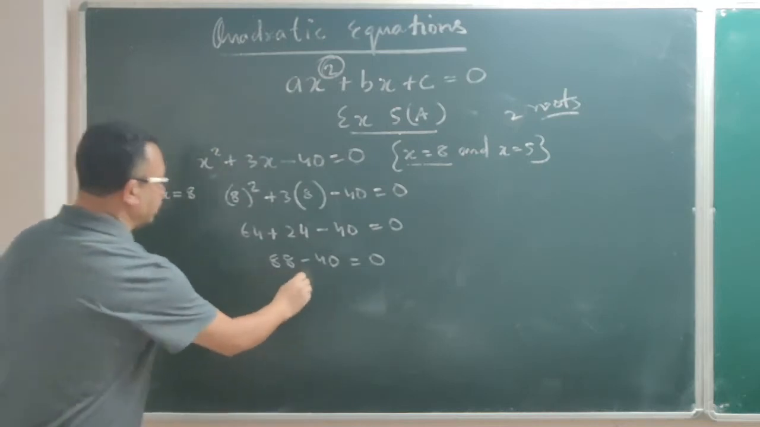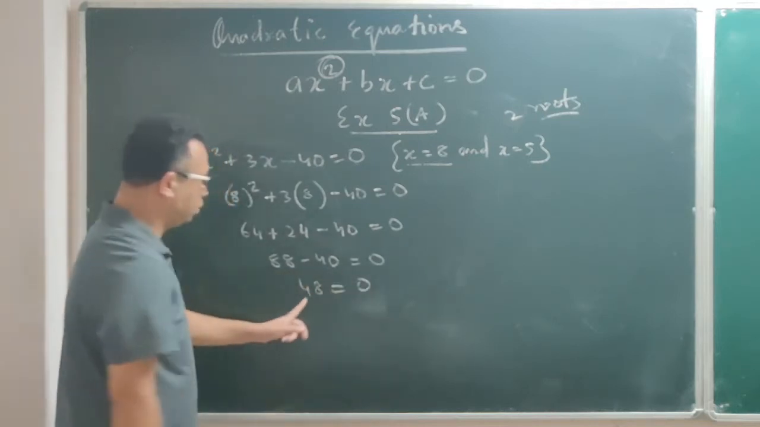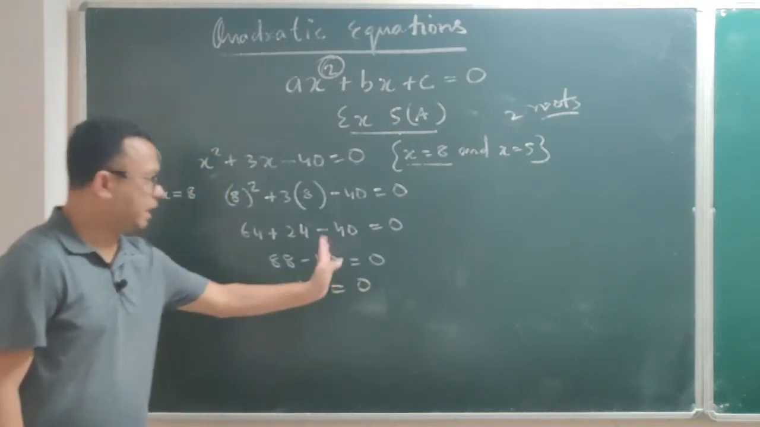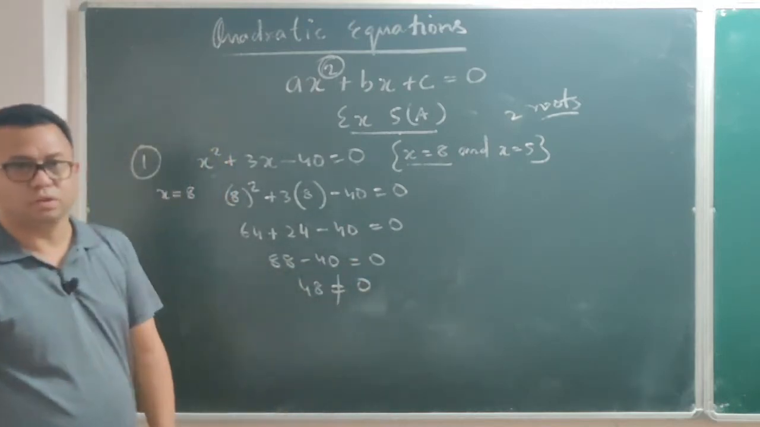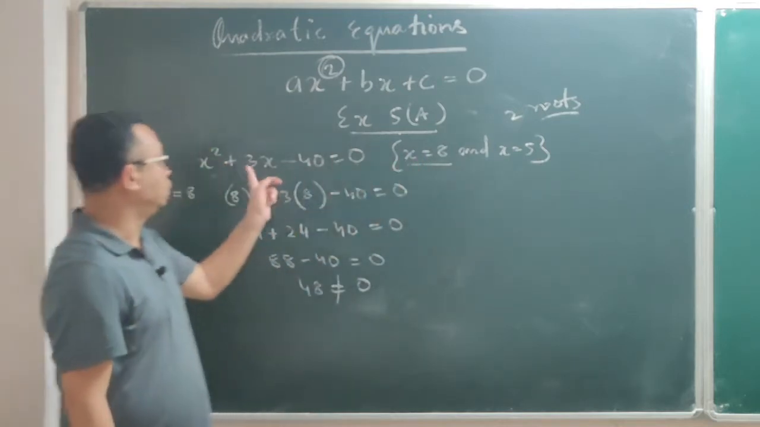So 88 minus 40 is 48, not equal to 0. Now you know that 48 is not equal to 0. So that means the right side is 0, and the left side also we are supposed to get 0. But here it is not equal to 0. So that means you can say x = 8 is not a solution of this one.